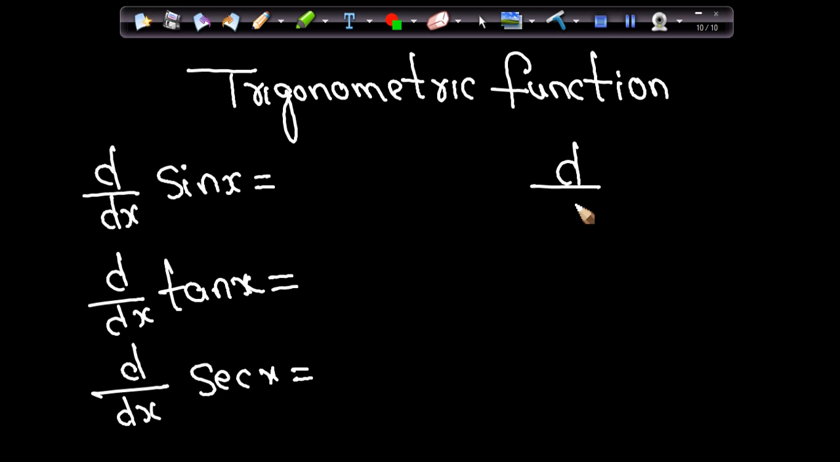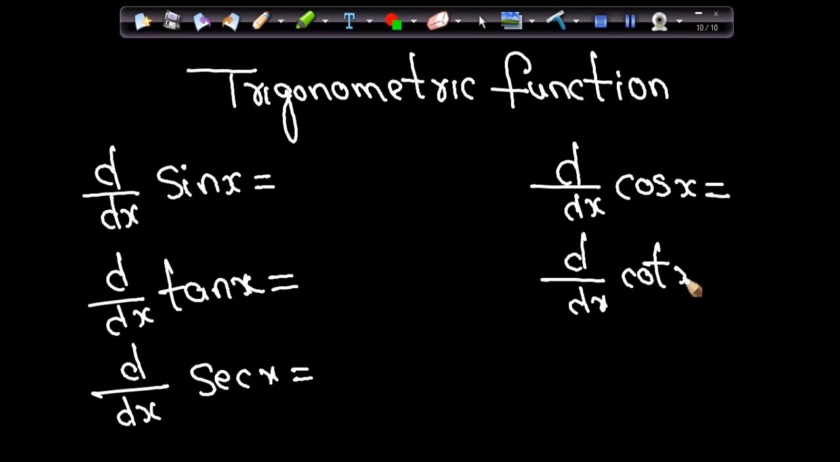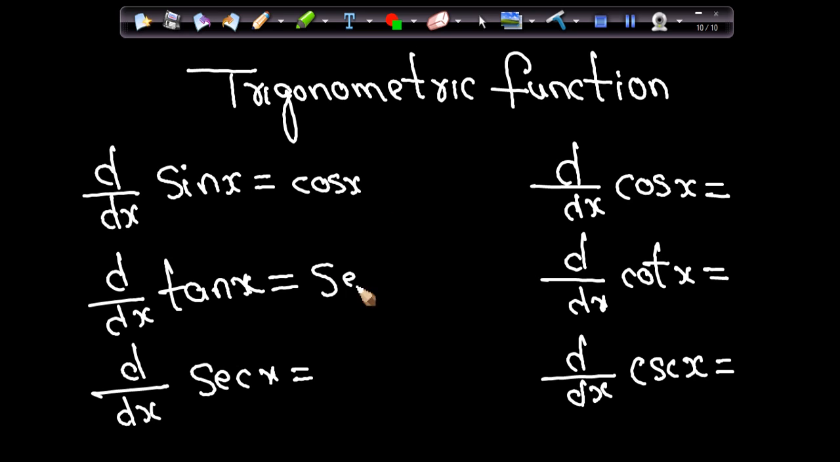Since you have learned in earlier classes, you know these 6 trigonometric functions: sin x, cos x, tan x, cot x, secant x and cosecant x. What is the derivative of sin x? It is cos x. What is the derivative of tan x? It is secant square x. What is the derivative of secant x? Secant x into tan x.